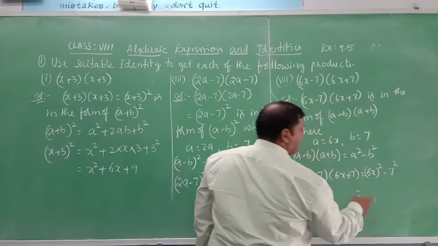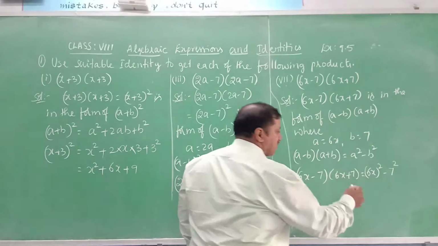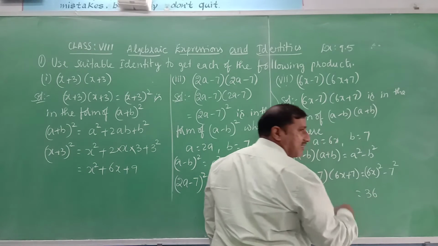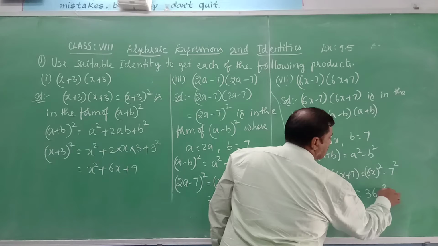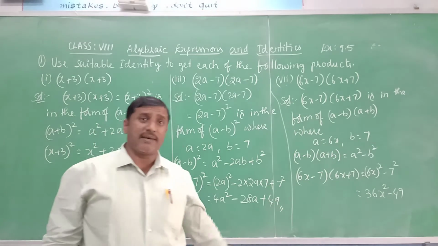So simplify that. 6x whole square means 6 square into x square. 6 square is 6 into 6, 36. 36x square minus 49.